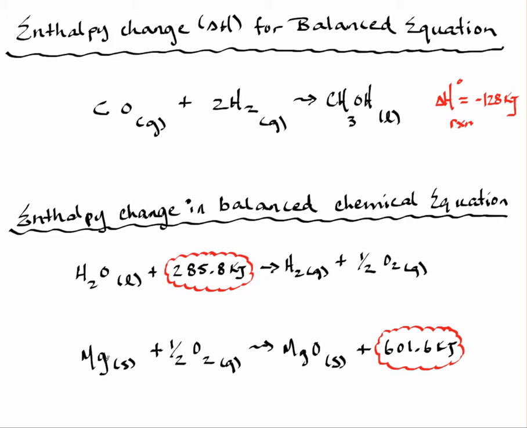Now this one says that if I have magnesium and I combine that with 1/2 mole of oxygen, the reaction will go by itself without a net input of energy and will produce magnesium oxide. And it will give off 601.6 kilojoules of energy from the system into the surroundings.